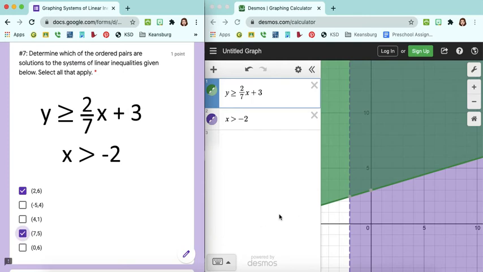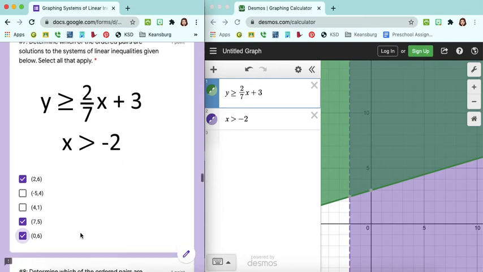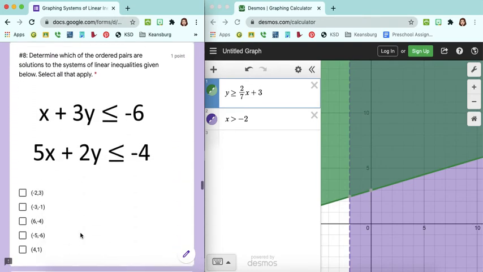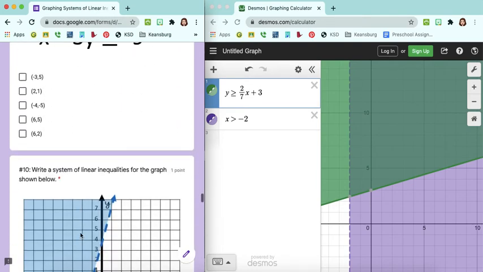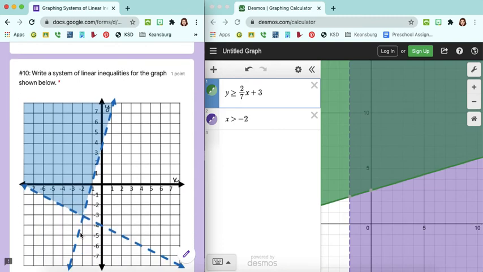And then my last one to check, 0, 6. So over 0, up 6. That's in that dark area, so that's good as well. You're going to do the same thing for number 8, number 9. And then number 10 looks a little bit different.